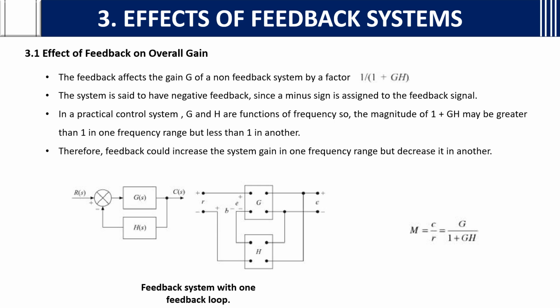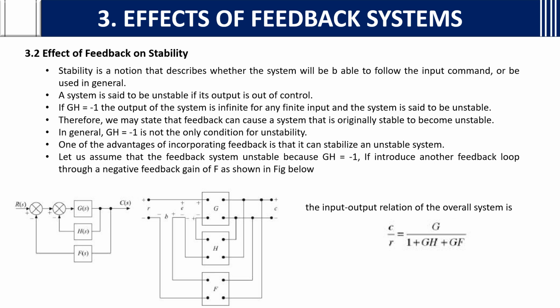Then, the effect of feedback on stability. Stability is a notion that describes whether the system will be able to follow the input command. A system is said to be unstable if its output is out of control, meaning it is not under the control of the inputs. If it can be controlled, it is called a stable system.